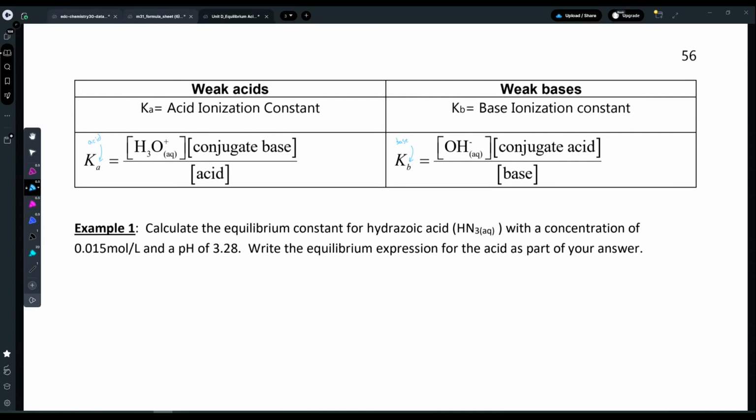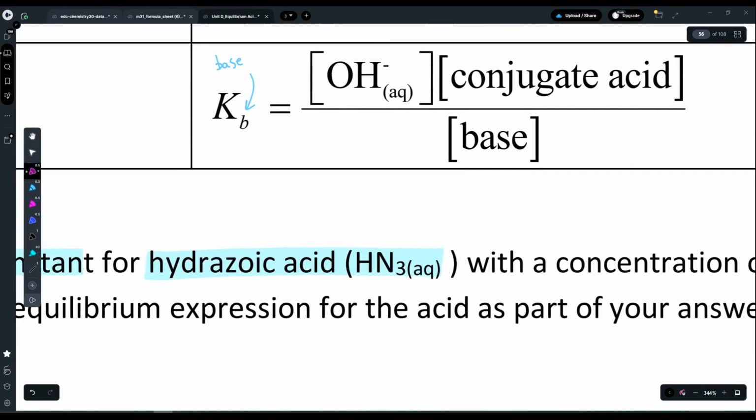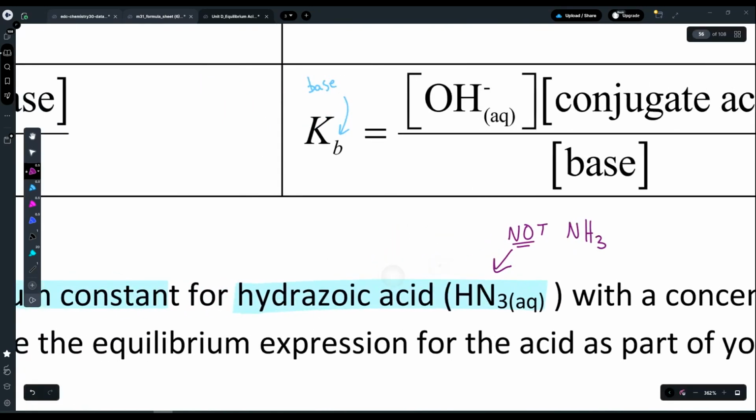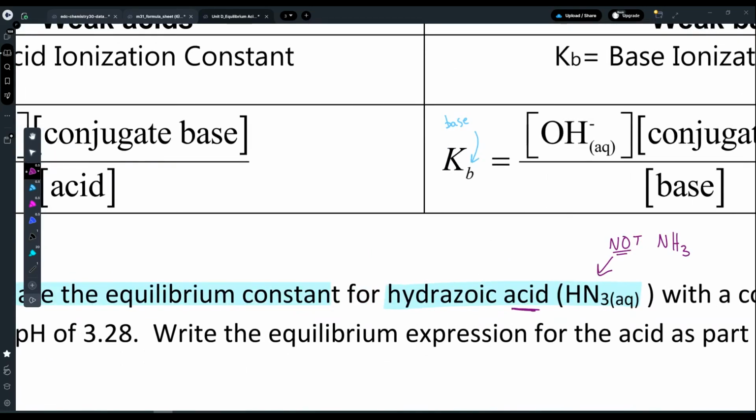So in this first example here, we're asked to calculate the equilibrium constant for hydrazoic acid. That's HN3. Be very careful with this because some students get this mixed up with ammonia. This is not the same as ammonia, which is NH3 instead of HN3. Now, since we're dealing with an acid here and they're asking us to figure out the equilibrium constant, we're being asked to figure out what Ka is equal to.